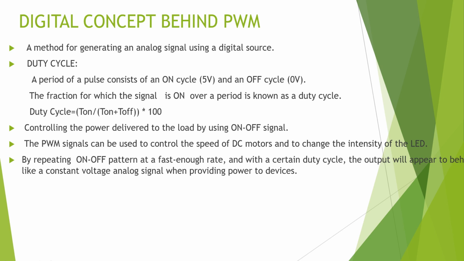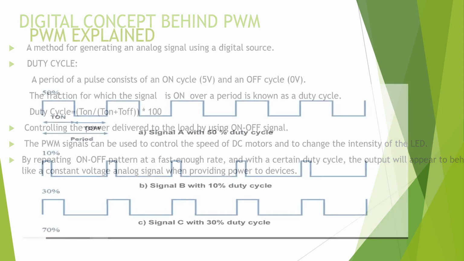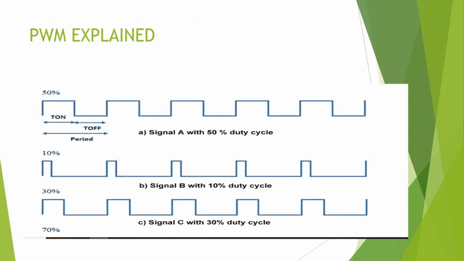By repeating this on-off pattern at a fast enough rate, with some frequency and a certain duty cycle, the output will appear to behave like a constant voltage analog signal when providing power to devices. Yes. Next one. This is a different duty cycle.